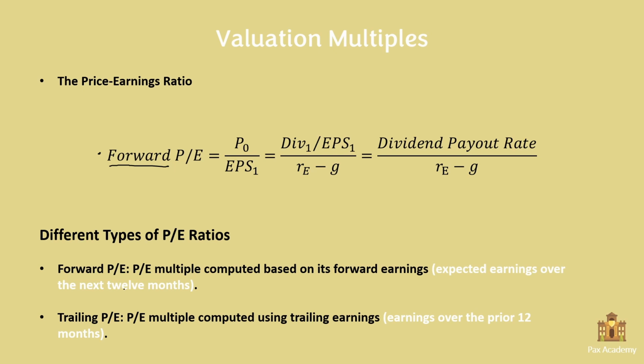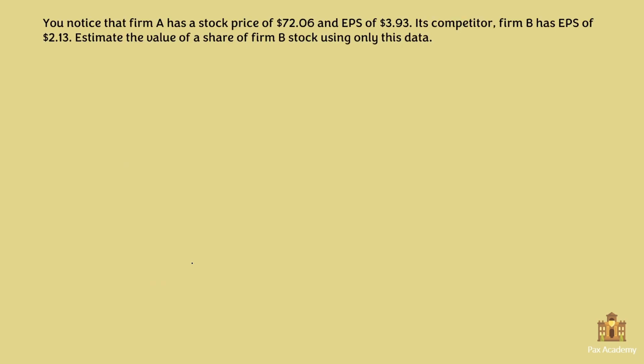Okay? And on the other hand, we also have the trailing PE, which is the PE computed using earnings over the prior 12 months. Okay? So prior and next. So forward PE is the next 12 months, trailing PE is the last 12 months. Okay. Excellent. So let's apply this to an exercise.